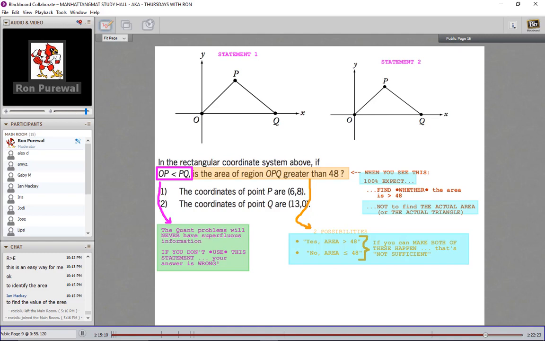Statement 1. Coordinates of this point are 6, 8. That means that this is 6, and this is 8. What the heck are we supposed to do with that pink statement, guys? This whole thing that OP is shorter and PQ is longer. What's the point of that?